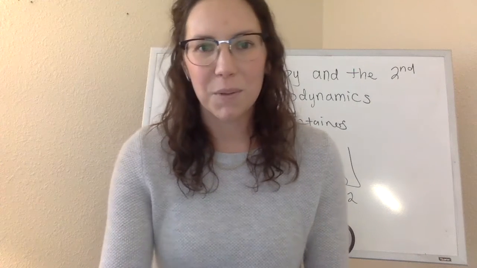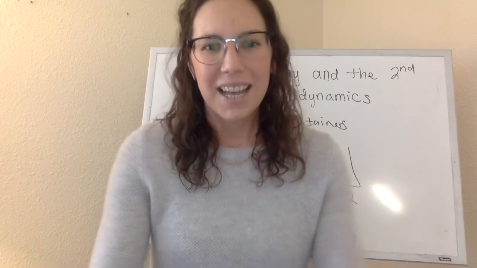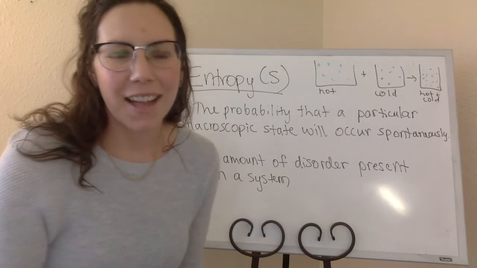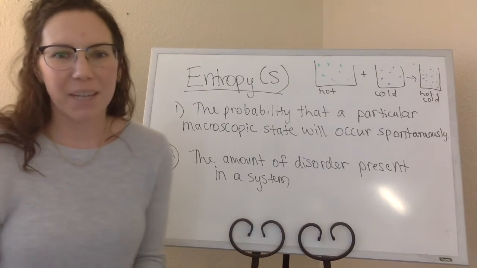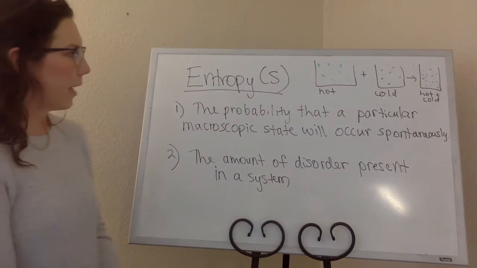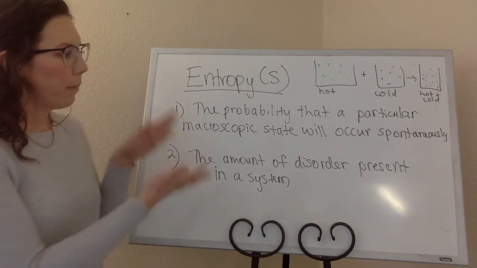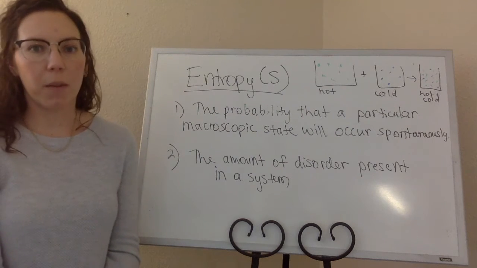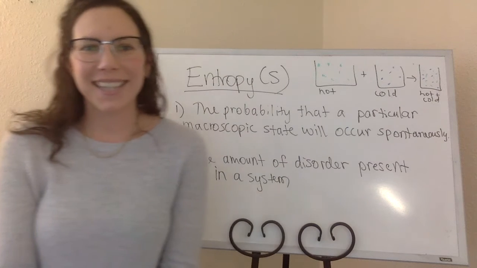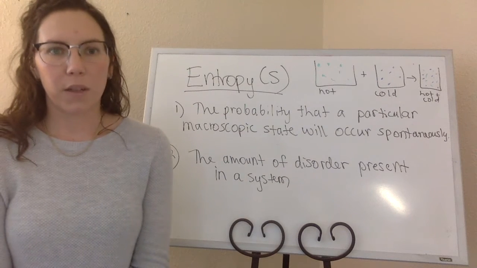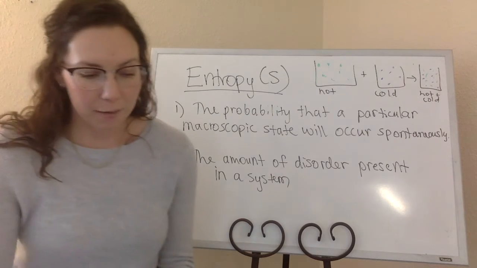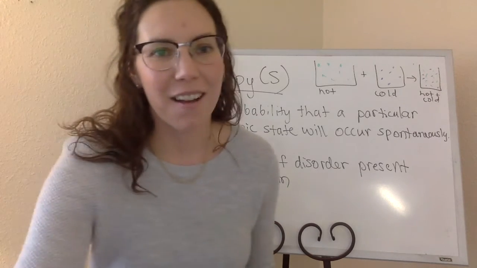Okay, and this comes from the principle of entropy. So I'll just pause so I can write the definition out. Okay, entropy is the thermodynamic variable that describes this. Its symbol is S, and it can be interpreted in these two ways: the probability that a particular macroscopic state will occur spontaneously, or the amount of disorder present in a system. So with this, we can define the second law of thermodynamics.